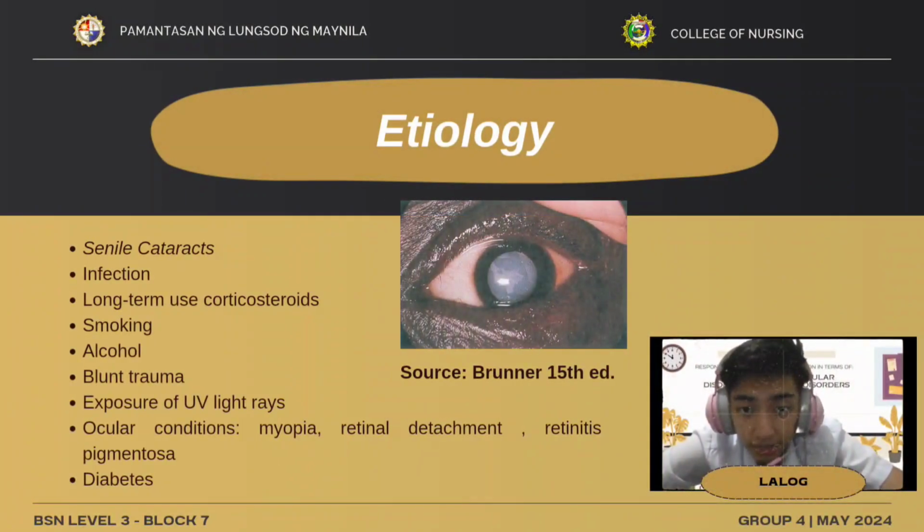Good day everyone, I am Hans Christian LALOG and I'm going to discuss further a specific common ocular disorder which is cataracts. The most common etiology in developing cataracts is senile cataracts or known as age-related cataracts starting 80 years of age. Other contributing factors such as infection, long-term use of corticosteroids, smoking, alcohol intake, blunt trauma, exposure to UV light rays, ocular conditions, and systemic conditions like diabetes.